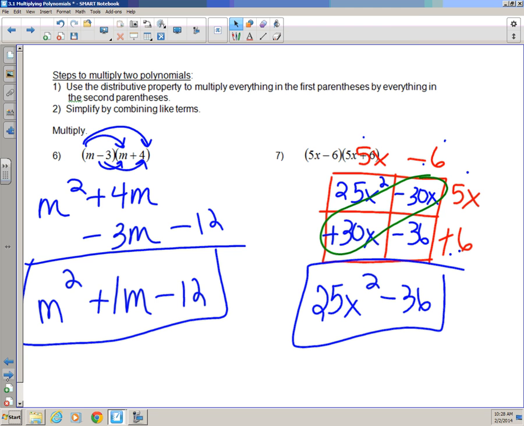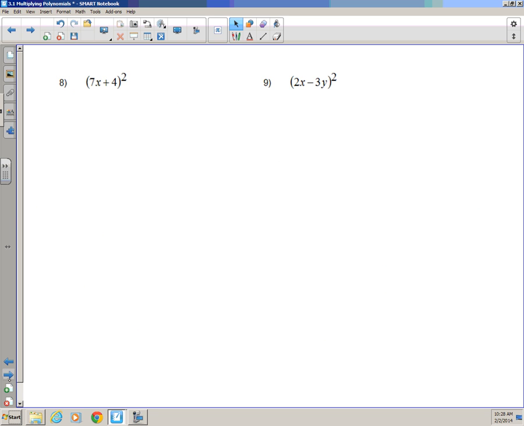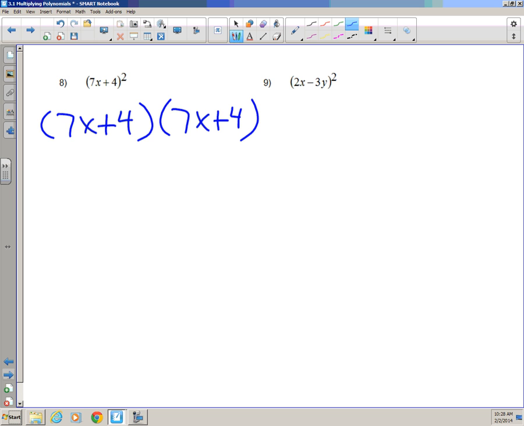So you need to decide whether you want to do the box method or the distributive method. From here on out, I'm just doing the distributive method, but again, you are more than welcome to do the box method if that's your preference. 7x plus 4 quantity squared. This was something that was on the midterm exam, and we always said that if you've got the quantity squared, you really have two parentheses of 7x plus 4. So it's 7x plus 4 twice.